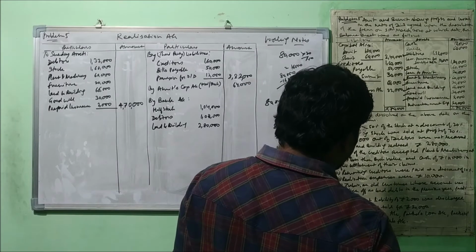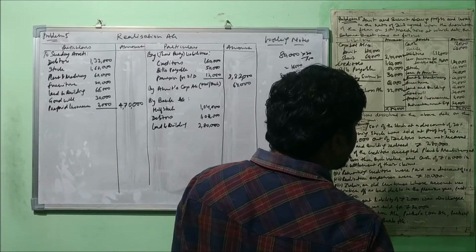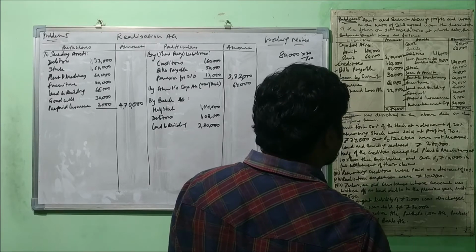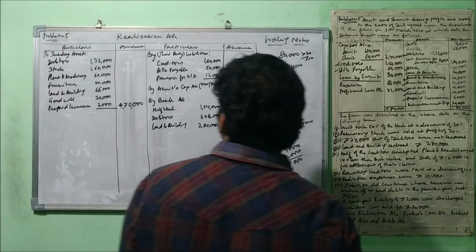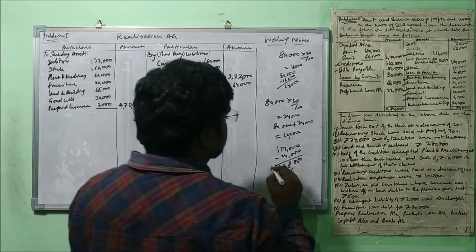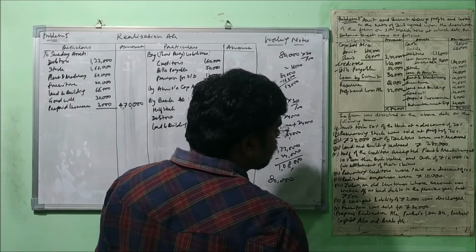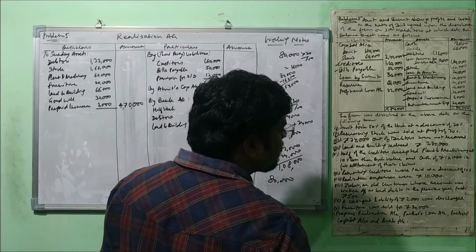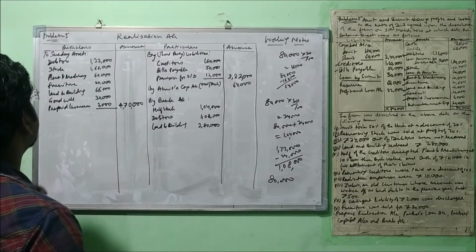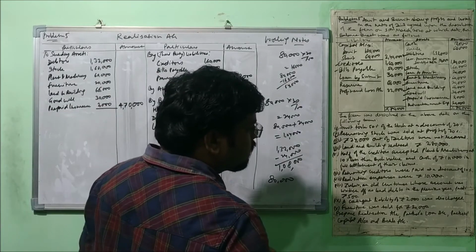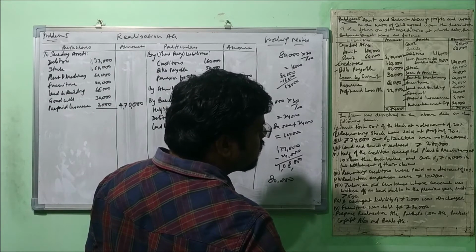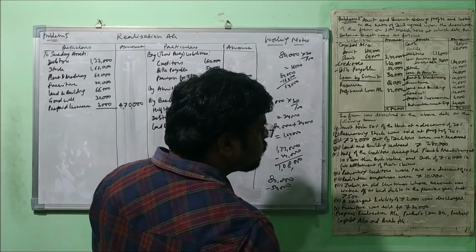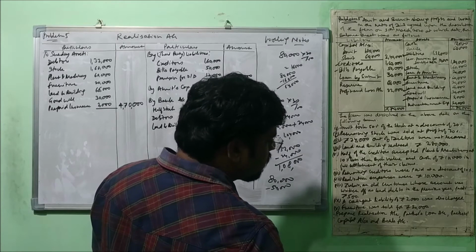Let's move further. Half of the creditors accepted plant and machinery at 10% less than the book value and cash of rupees 10,000 in full settlement of their claim. Let's see the creditors. Creditors are 1,60,000. Then half the creditors are 80,000. Now what they are doing, they are accepting plant and machinery at 10% less than the book value. What is the value of plant and machinery? It is 60,000. After deducting 10%, we get 60,000 minus 6,000 means 54,000. 54,000 plus 10,000 cash was given.